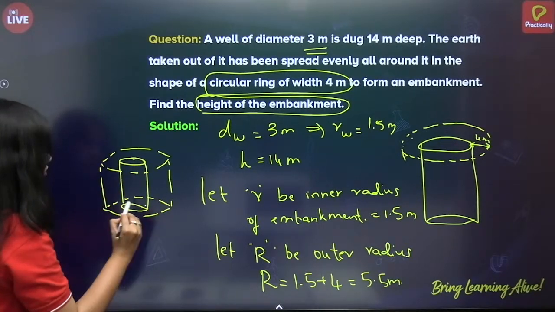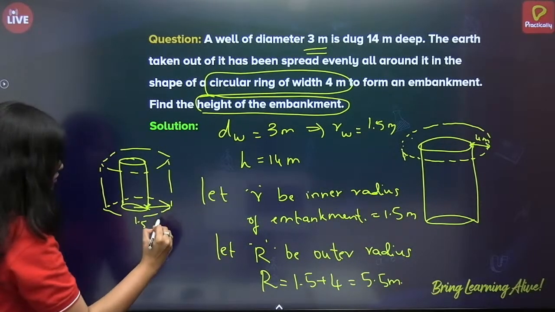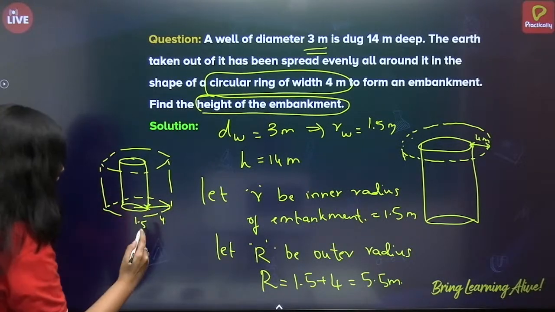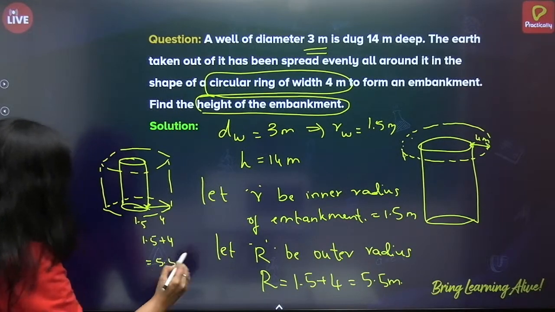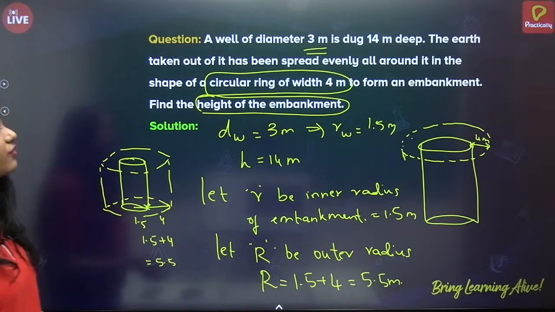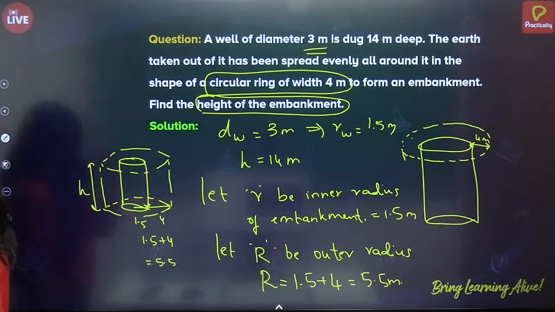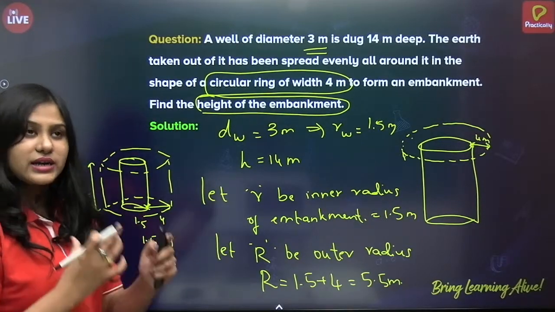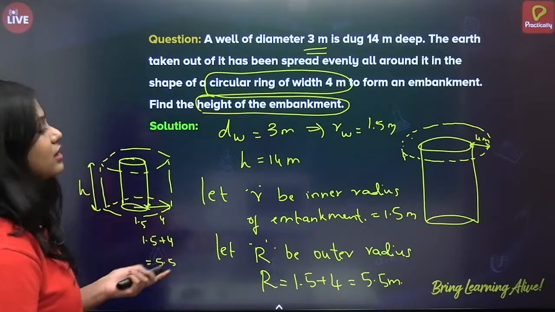Right? So this is 1.5 and this width is 4 meters. So what will be the complete radius, or the outer radius? It will be 1.5 plus 4, that is 5.5, correct? So that is what we have got here. Now what do we have to find? We have to find this height of the embankment, right? So let us do it. Let us just write the formula. We know the formulas, just substitute the values given, right?